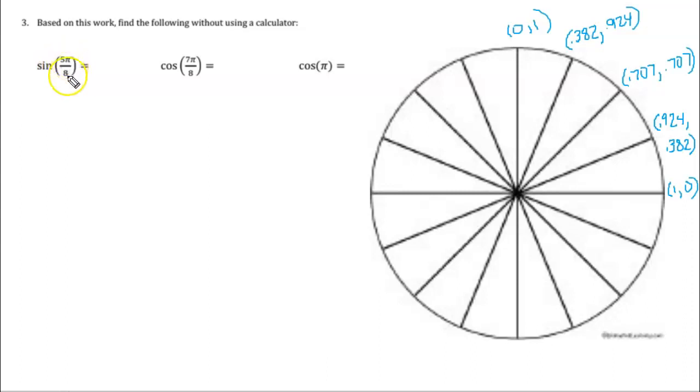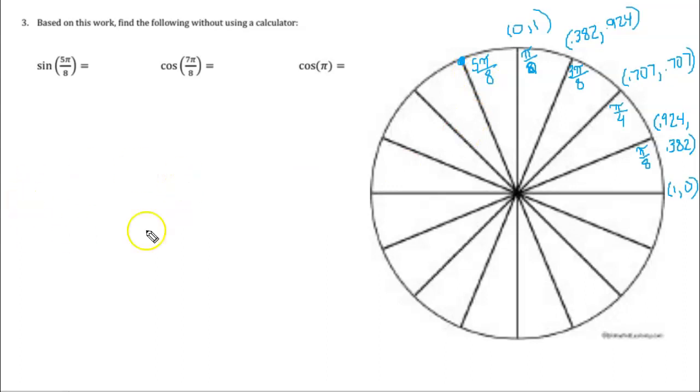So the sine of 5 pi over 8. Well, where is 5 pi over 8? If you remember, we were counting by eighths. So this was 1/8. This was 2/8, which is 1/4. This was 3/8. This was 4/8, which is 1/2. And this is 5/8. So 5 pi over 8 is this angle right here.